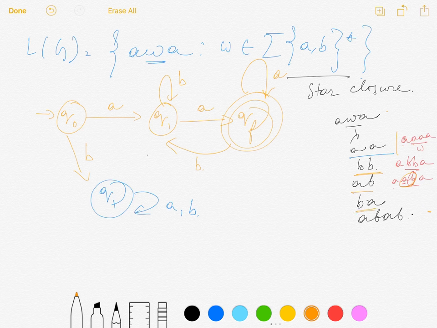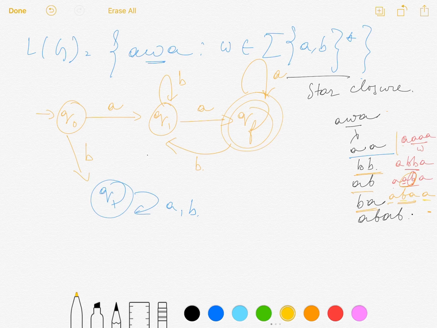Now if omega is BA, the solution will be quite the same. That means omega is BA, and the string starts with A and ends with A. So this can also be solved with the same transition diagram. It gets an A, comes to Q1. After that, if it gets a B, it will remain within Q1. When it gets an A, it comes to QF, and at QF, whenever it gets an A, it will remain in QF.